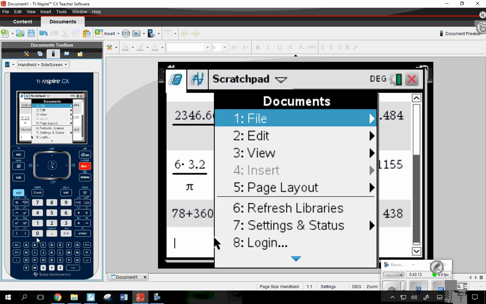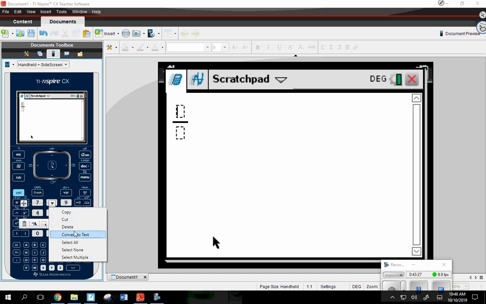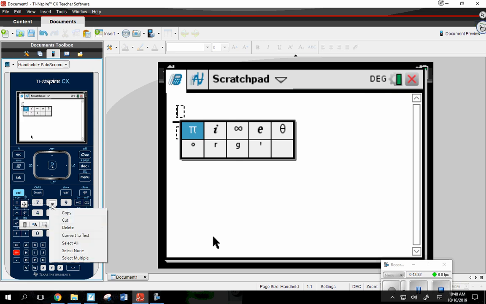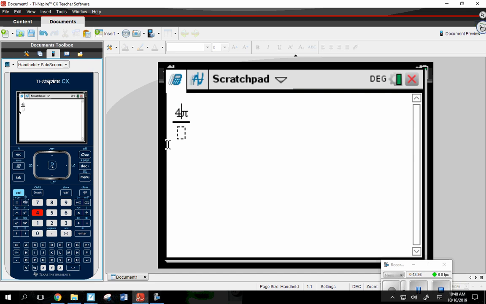So let me get this out of here for you. Control divide. 4 pi over 3. I think it's because I used that green. So I'll go ahead and type it in. Let me go ahead and get rid of that first. Delete. Okay, so 4 pi. Let me go ahead and put in the 4 over 3.